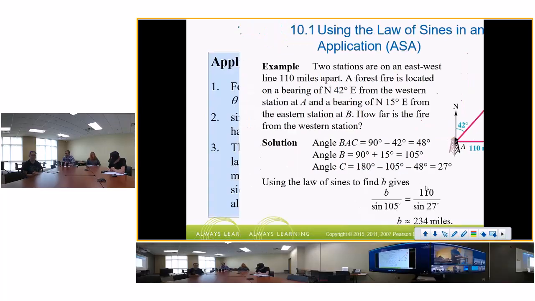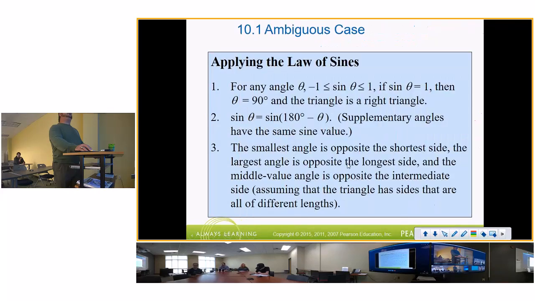$234, y'all got that right? Y'all are special. For any angle, -1 to +1, if the sine is 1, then we already know this. We know it back from the first unit. That's why the first unit is so important.